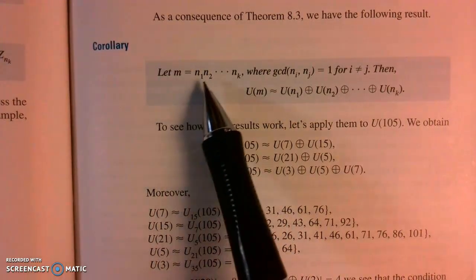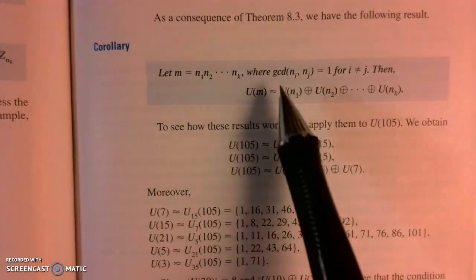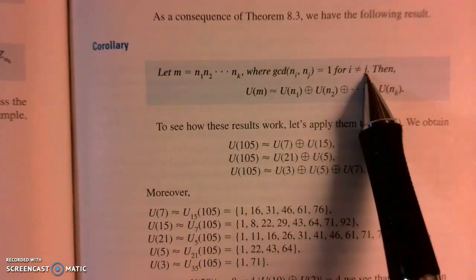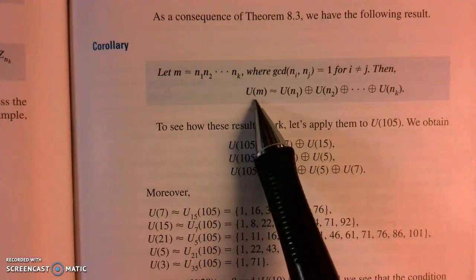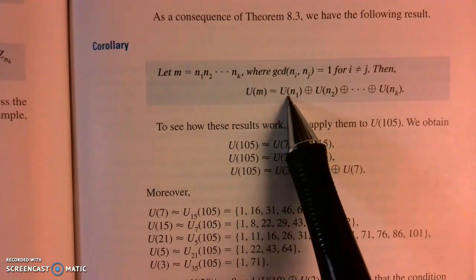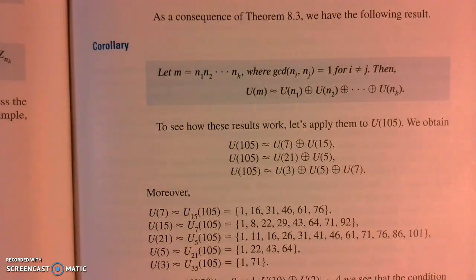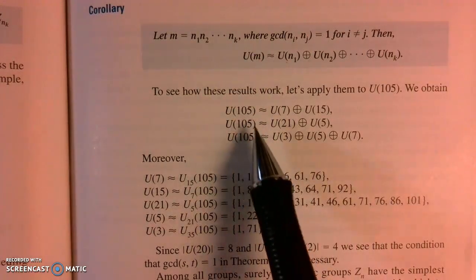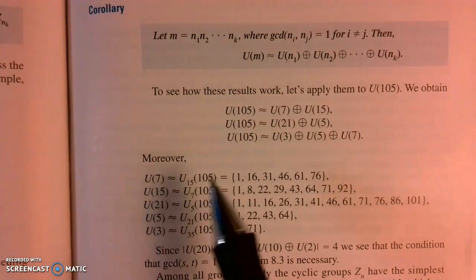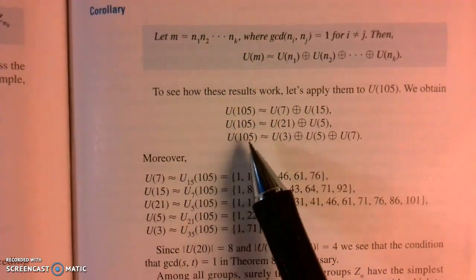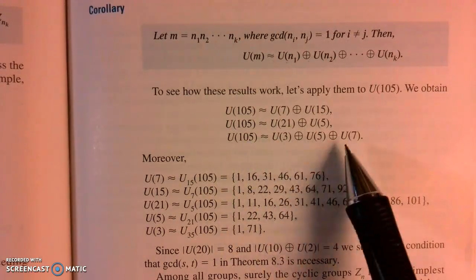Corollary: let n be the product of n1 and so on nk, where the GCD of ni and nj is 1 for i different from j. Then the group Un is isomorphic to Un1 plus Un2 plus and so on plus Unk. Since 105 is 3 times 5 times 7, and 3, 5, and 7 are relatively prime in pairs, the corollary works. And we can write that U105 is U3 plus U5 plus U7.